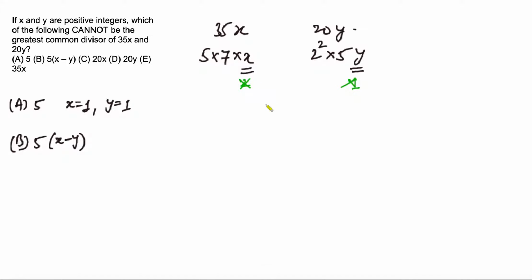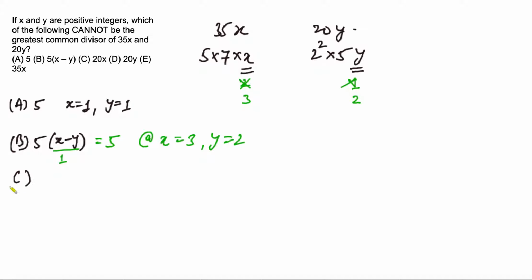But still I would want to choose values which are consecutive because I want to bring this difference to 1. So let me choose 3 and 2. Now in 35x there is no prime factor 2, and in 20y there is no prime factor 3. So nothing else comes common, and 5 times x minus y becomes 5, which actually is the highest common factor. Which means this option can also be eliminated for the values x equal to 3 and y equal to 2. Does that make sense?